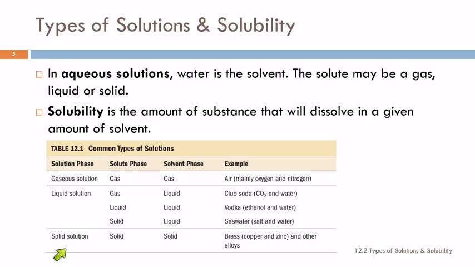Solid solutions, the ones we're most familiar with, are alloys. So brass is a solution of copper and zinc. It's a homogeneous mixture of those 2 metals. But it's not a compound because the amount of copper versus the amount of zinc can vary.